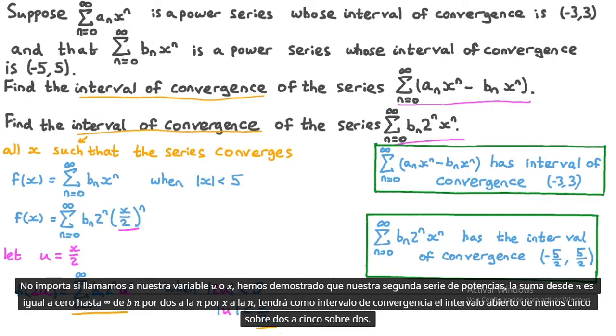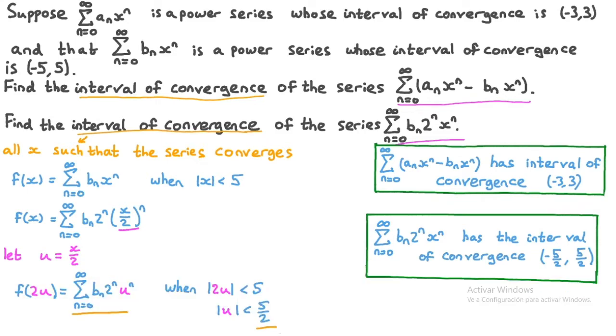Since it doesn't matter if we call our variable u or x, we've shown that our second power series, the sum from n equals 0 to infinity of bn 2 to the nth power x to the nth power, will have the interval of convergence, the open interval, from negative 5 over 2 to 5 over 2.